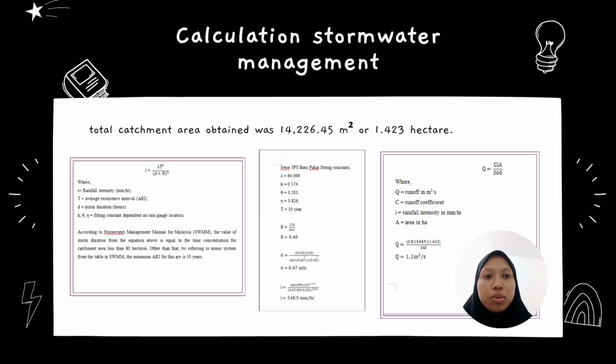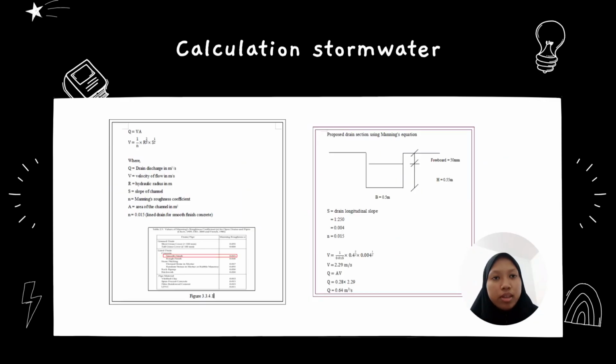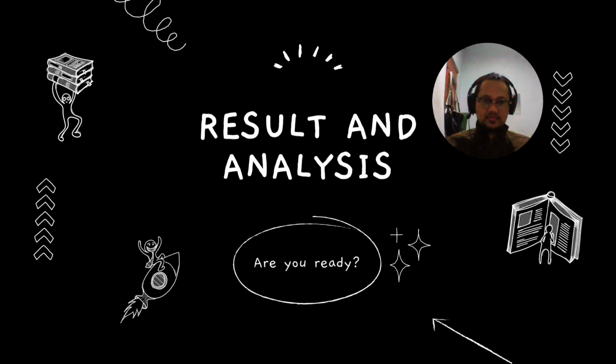First we need to calculate rainfall intensity, from which we get 348.9 millimeter per hour, and then for the Q we get 1.1 meter cubic per second. Next, for the velocity of flow we get 2.29 from this calculation. And for the Q, which is drain discharge, we get 0.64 meter cubic per second.